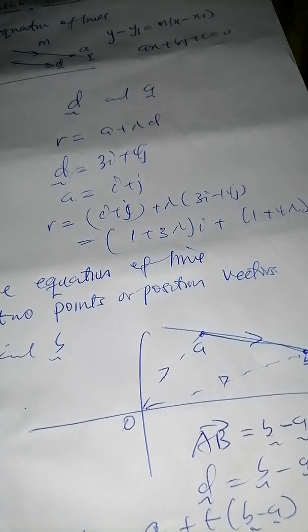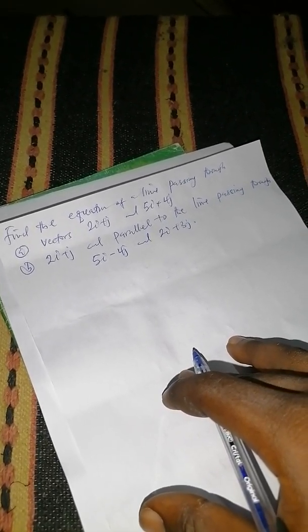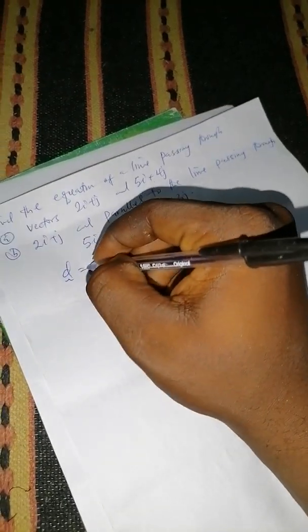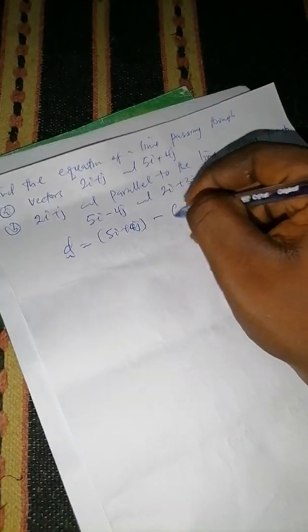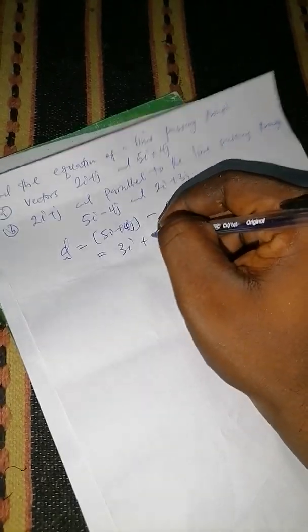Okay, let's take an example again. Suppose we want to find the equation of the line passing through the vectors 2i plus j and 5i plus 4j. You know that the line you're interested in passes through these 2 points. So your direction vector is just going to be this vector minus this vector, and with one of the points you can find the equation of the line. So from here, the direction vector is just going to be 5i plus 4j minus 2i plus j. So your direction vector is going to be 3i plus 3j.